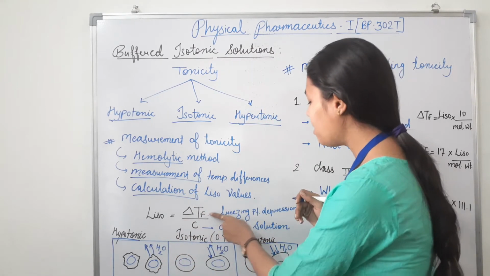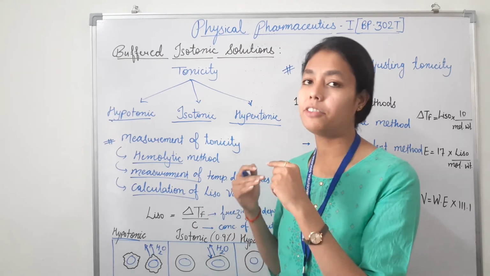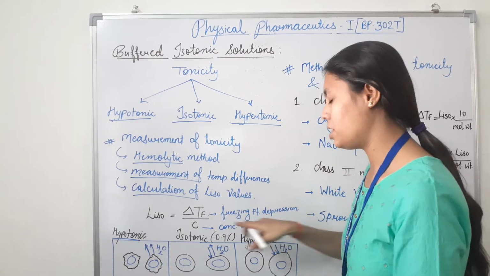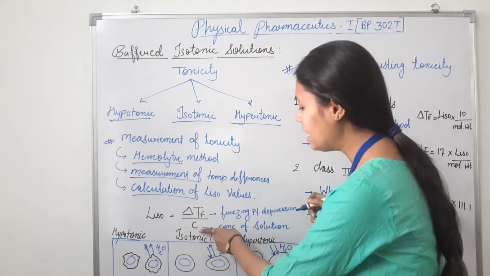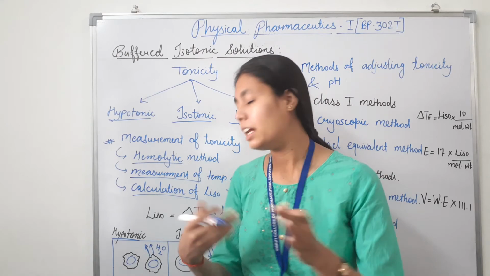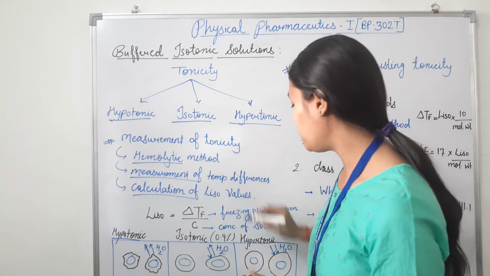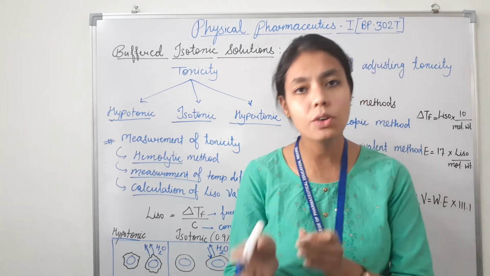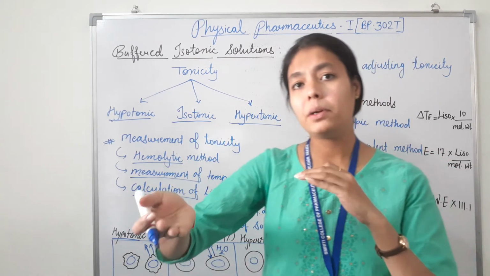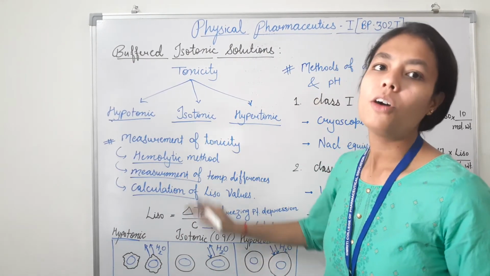Here delta TF is the freezing point depression, that means how much depression in the freezing point after addition of weak or strong bases, or the difference in the freezing point, and C is the concentration of solution. In case of NaCl, if the solution is isotonic, the concentration of solution is 0.9%, where it may vary, it may go into the hypertonic range or hypotonic range. So this is about the measurement of tonicity.